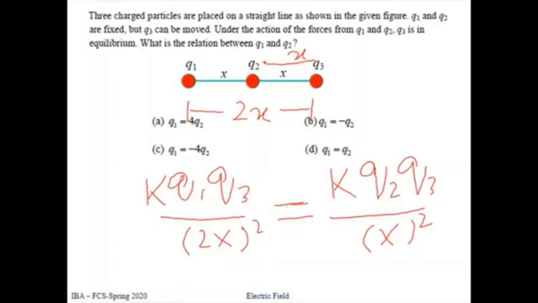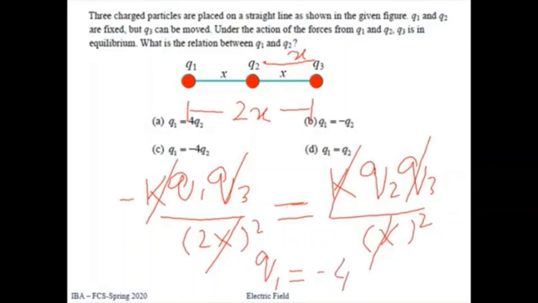So I'll just substitute a negative sign on one side. Let me cancel some terms in these equations. K would be cancelled, Q3 would be cancelled, and x would be cancelled. So finally we can write Q1 is equal to minus 4 times Q2. So C must be our correct answer in this case.